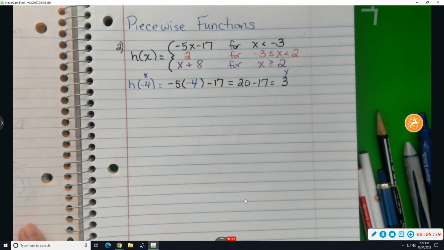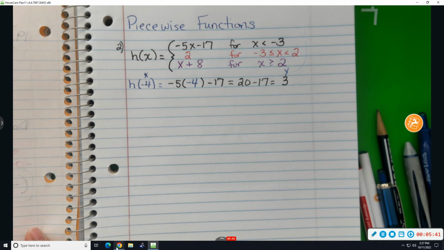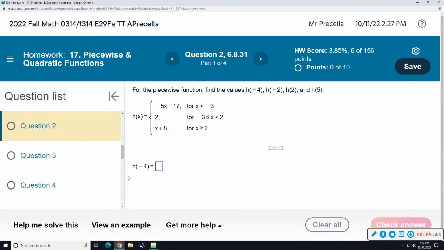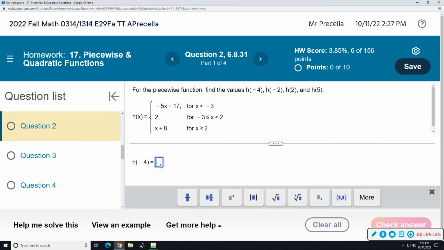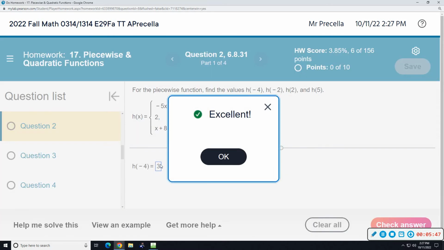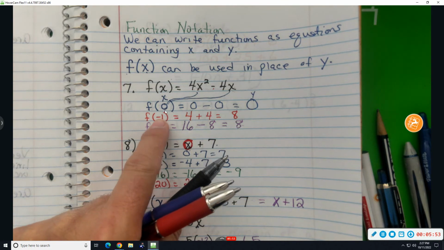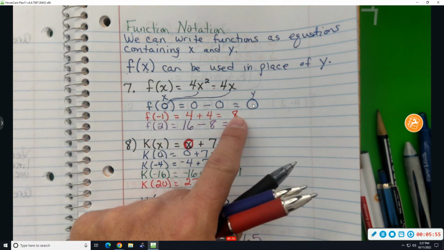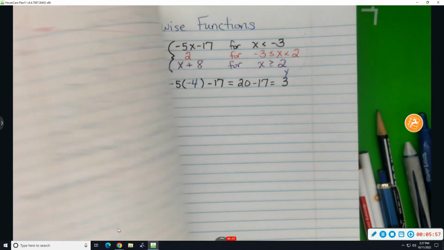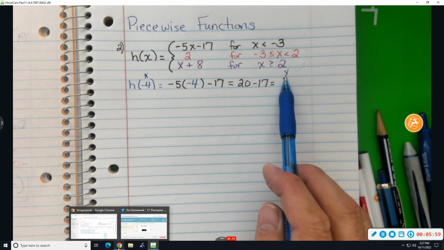Just like the problem right here. We plug the 0 in, we got a 0. Only one y value. When you plug a negative 1 in, you get only one y value. For every x, only one y value.